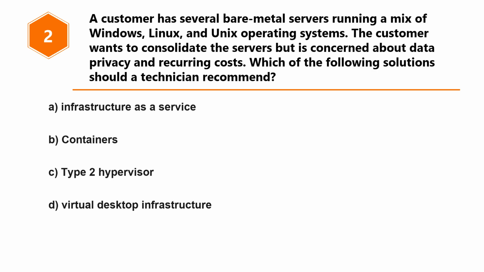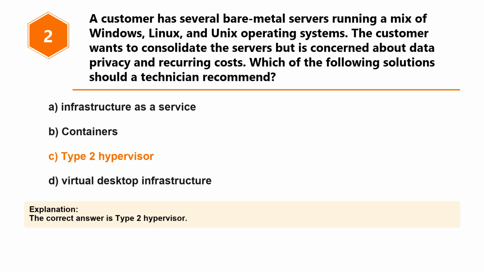Question 2. A customer has several bare metal servers running a mix of Windows, Linux, and Unix operating systems. The customer wants to consolidate the servers but is concerned about data privacy and recurring costs. Which of the following solutions should a technician recommend? Option A, Infrastructure as a Service. Option B, Containers. Option C, Type 2 Hypervisor. Option D, Virtual Desktop Infrastructure. The correct answer is option C, Type 2 Hypervisor.